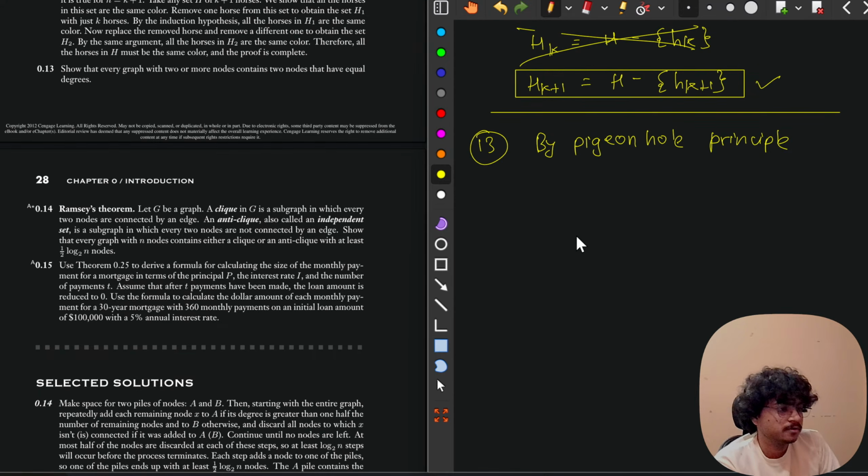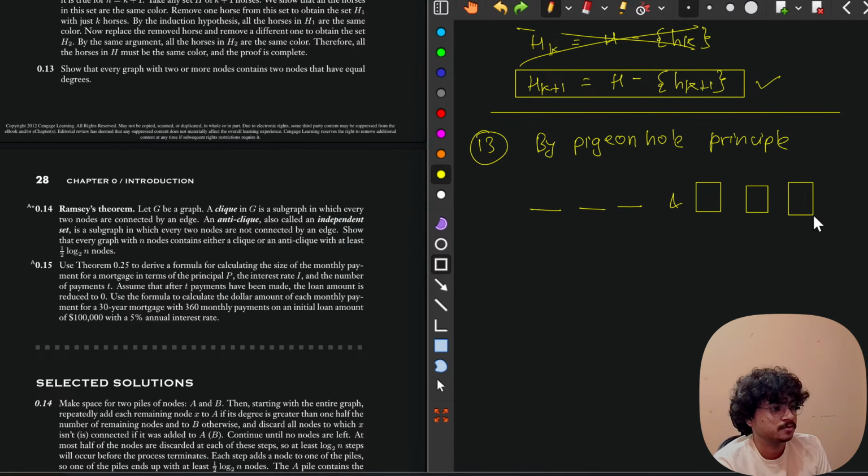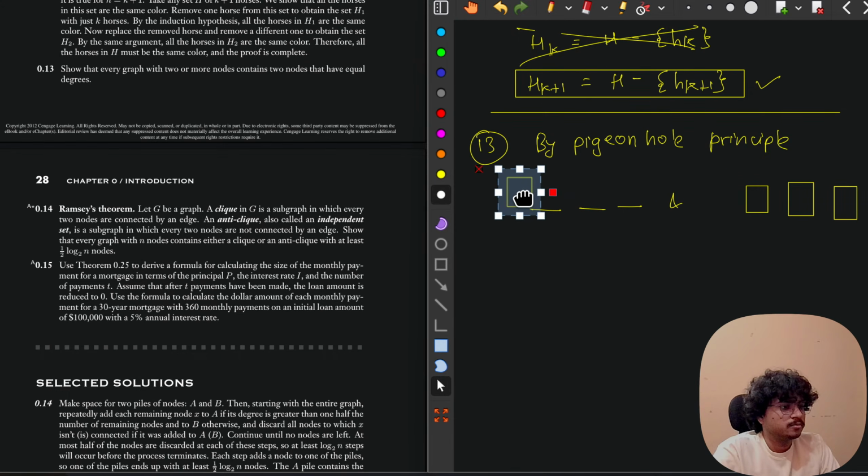if there are, let's say, three spaces and four pigeons, then to fill all the boxes, you must fill one box with two pigeons. Then only you can fit all the pigeons, right?